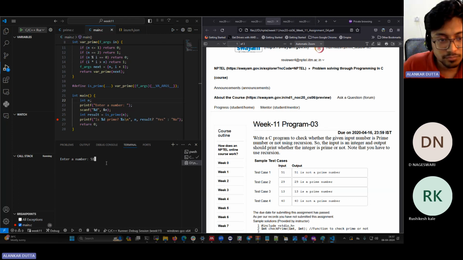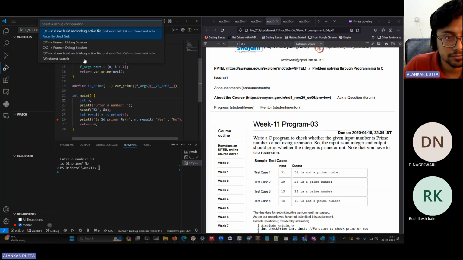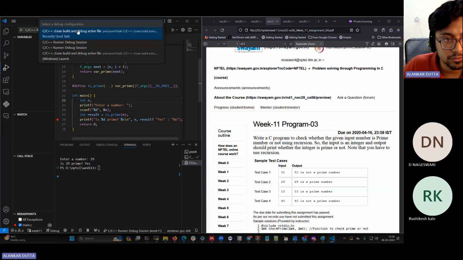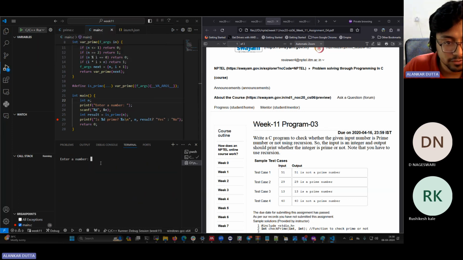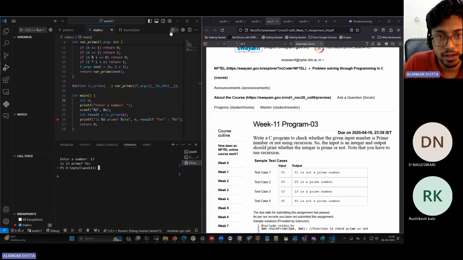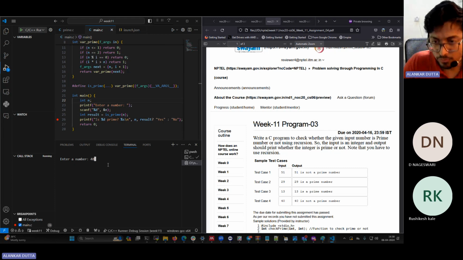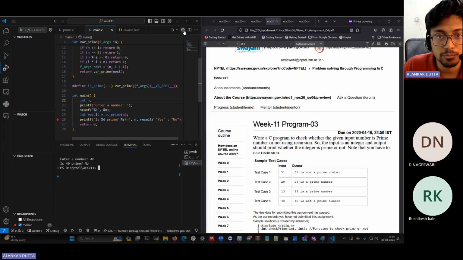So 51. Is 51 prime? The answer is no. Let's check the next thing. So is 29 prime? The answer is yes. 13 and 40 are the two other things that we are going to check. Is 13 prime? The answer is again yes. And the last one which we are going to check is 40. So is 40 a prime number? The answer is no. So 40 is obviously not a prime number.